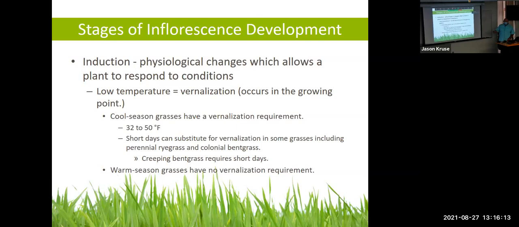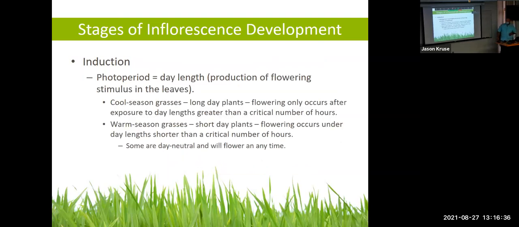And that basically creates, they produce their seed the next spring and then they come back and harvest it if necessary, if they're doing it for seed production. Short days can substitute for vernalization in some grasses like perennial ryegrass and Colonial bentgrass. Warm season grasses, on the other hand, don't have a vernalization requirement, but we do see warm season grasses respond to some environmental stresses.